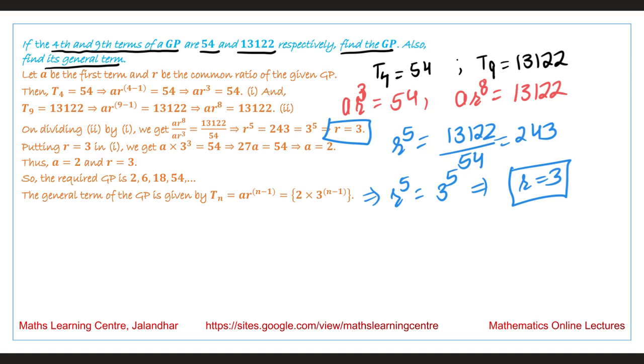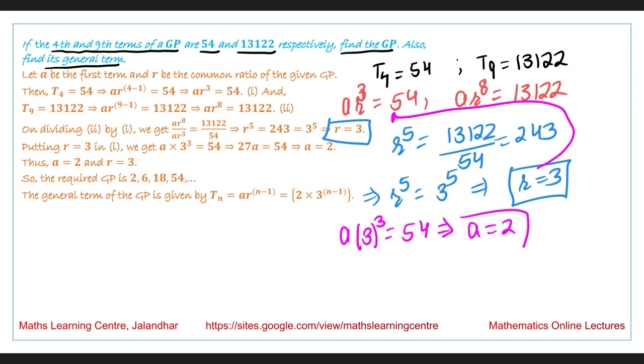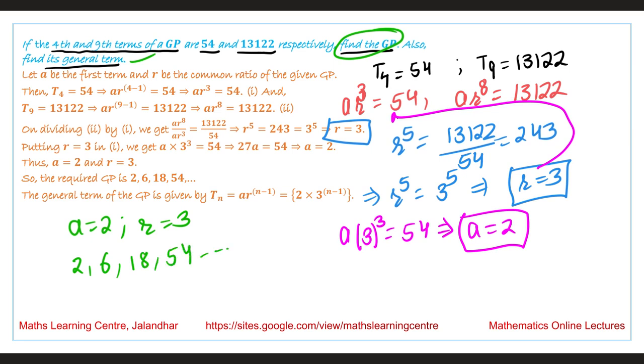Now if we substitute this value of r in one of these equations, we obtain a into 3^3 is 54. So this implies that the value of a is equal to 2. So now we have obtained a is equal to 2, r is equal to 3. We are asked to find the GP and its general term. So the GP is 2, then 6, then 18, then 54 and so on.